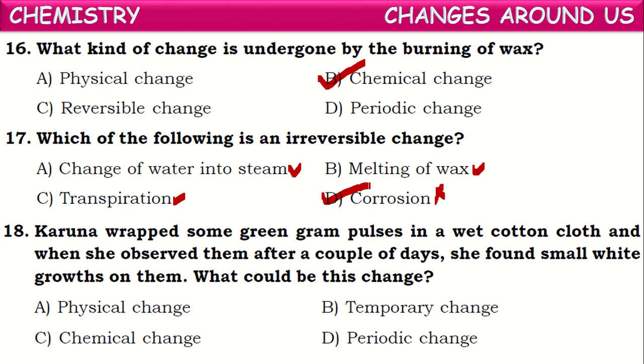Karuna wrapped some green gram pulses in a wet cotton cloth, and when she observed them after a couple of days, she found small white growths on them. What could be this change? A small bud starts on the seeds. When you soak them and keep them on a cloth for a day or two, you can observe sprouts coming from those. This is because of chemical changes occurring inside the seeds. So the sprouts are observed because of the chemical changes. Those will grow into a small plant. So it is a chemical change.